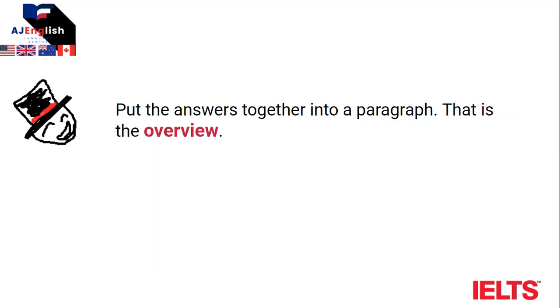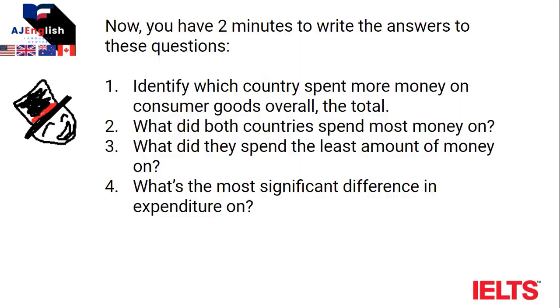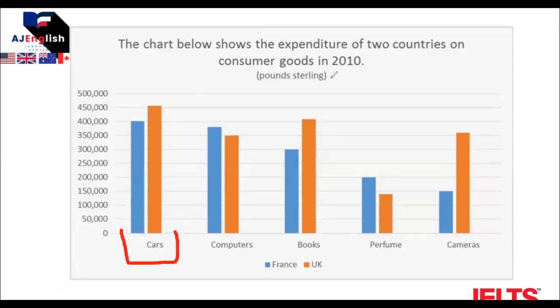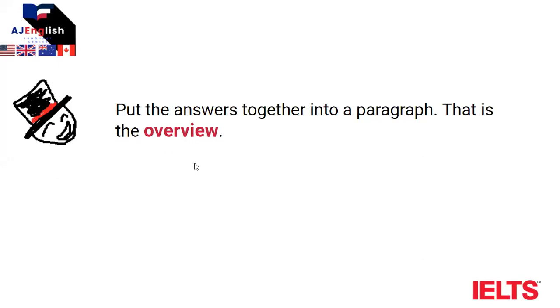Now we are in the overview because we answer questions like this. Which country spent more money? What did both spend most of the money on? And you'll quickly see that it would have been this, right? Okay, we're not going to get into the details, but that's the answer to one of the questions. And we're moving on. So that's your overview. I want you to do it, because if I do it for you, then you do not practice.